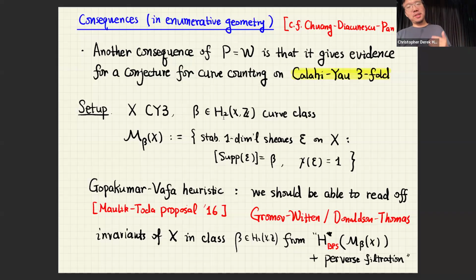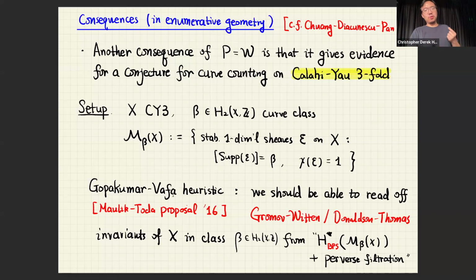And there's actually a third proposal in physics by Gopakumar and Vafa, and in mathematics, the most updated version is due to Davesh Maulik and Yukinobu Toda in 2016. So the proposal is that we can read off all these Gromov-Witten or Donaldson-Thomas invariants from one moduli space, which is the moduli space of stable one-dimensional sheaves on this Calabi-Yau threefold. So you fix the support of these sheaves to be the curve class beta, and the Euler characteristic of these sheaves to be 1.